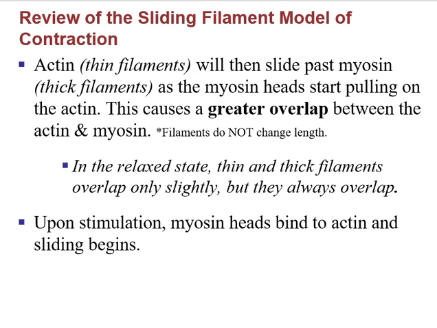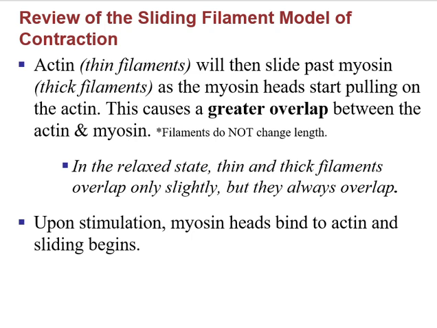And we've already kind of looked at step 3 when we looked at the sliding filament model of contraction. So let's review it. In the sliding filament model of contraction, actin, also known as the thin filaments, will slide past myosin, also known as the thick filaments, and as the myosin heads start pulling on the actin, this creates greater overlap between actin and myosin. Keep in mind that the actin and myosin myofilaments do not change length. Instead, we see increased overlap from these filaments, and that shortens the sarcomere, but not the filaments.